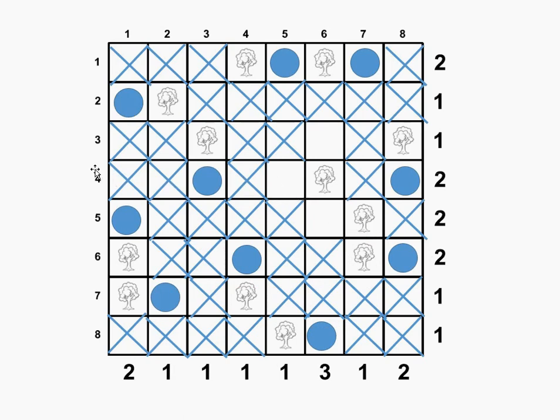Here for row number 4 there are already 2 tents, and here has to be an empty cell. And the remaining 2 tents for column number 6 are positioned here and here. And this is the final solution. Thank you very much.